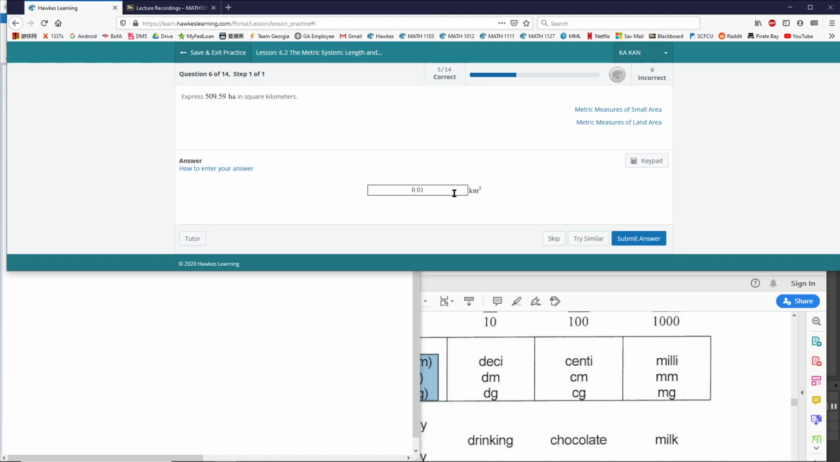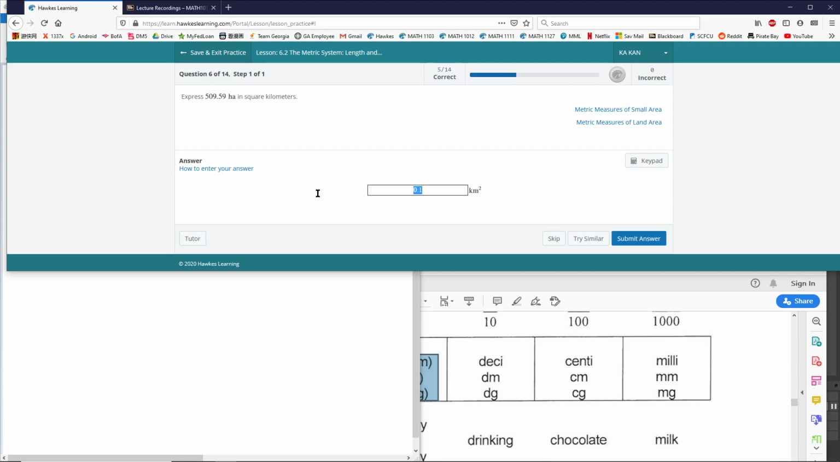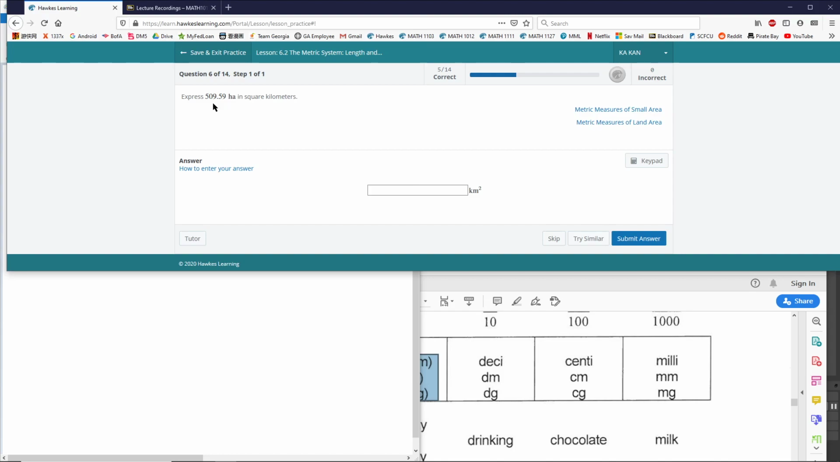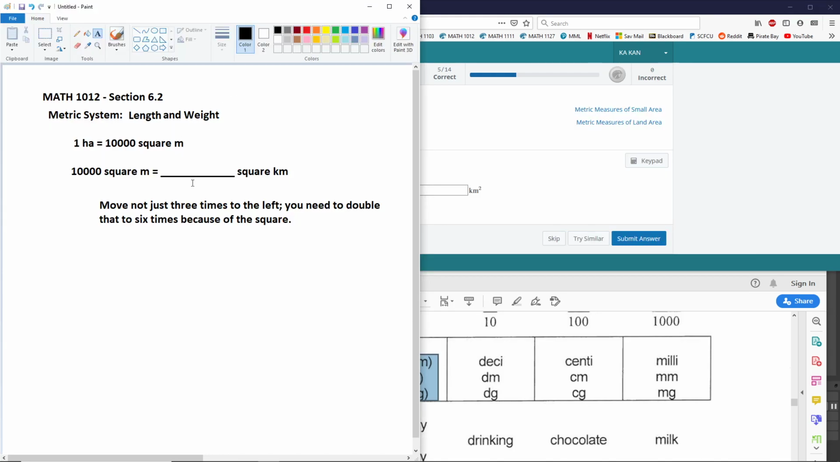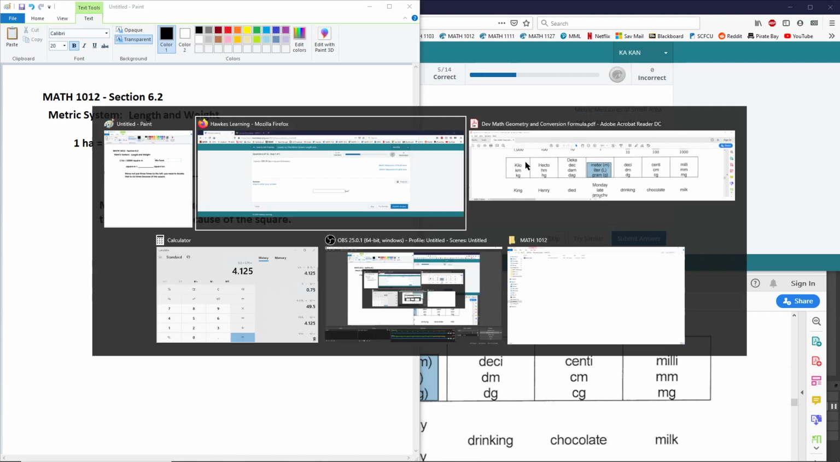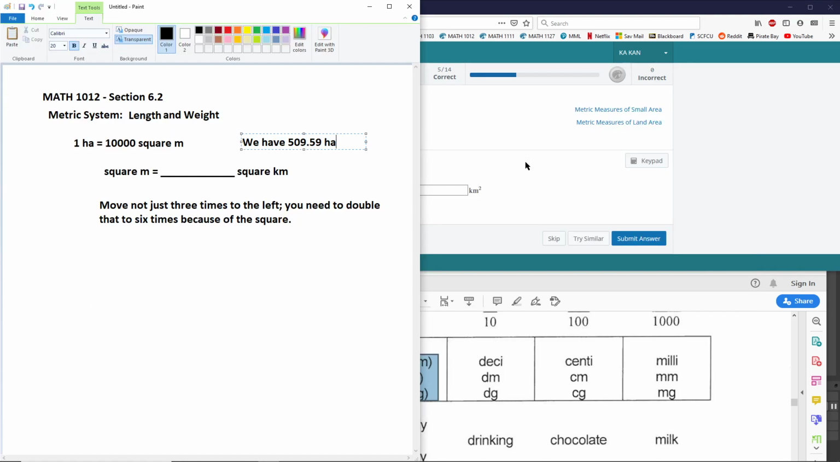Oh, I'm tripping. Let me see. Oh, my bad. I forgot to look at this. We have 509.59 HA, right? So that's my fault. So let's change that. We have to change that to, because we have 509.59 HA. So let's see.